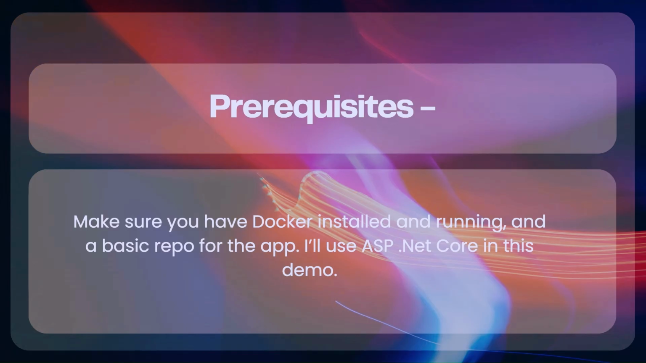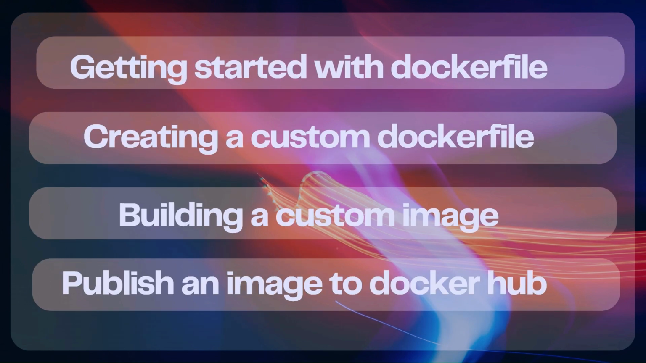Make sure you have Docker installed and running and a basic repo for the app. I will use an ASP.NET Core app in this demo. In this video, first we will see what a Dockerfile is, then we will see how we can create a custom Dockerfile and how we can create a custom image from a Dockerfile. And then finally we will see how to publish an image to Docker Hub.